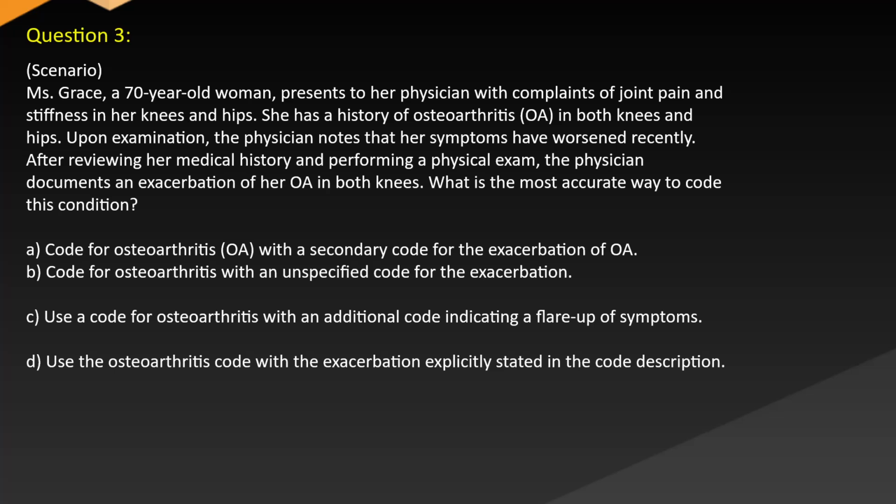A. Code for osteoarthritis (OA) with a secondary code for the exacerbation of OA. B. Code for osteoarthritis with an unspecified code for the exacerbation. C. Use a code for osteoarthritis with an additional code indicating a flare-up of symptoms. D. Use the osteoarthritis code with the exacerbation explicitly stated in the code description.